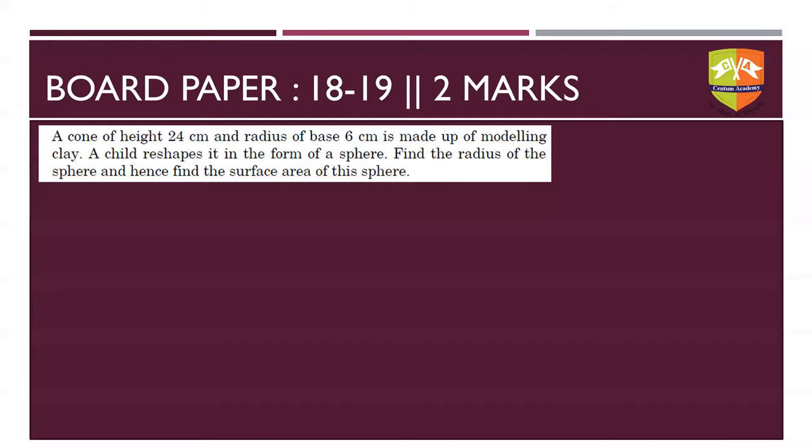Let me see if we have different types. A cone of height 24 and radius 6 is made up of modeling clay. A child reshapes it in the form of a sphere. Find the radius of the sphere and hence find the surface area of this sphere. Do it quickly, this is small, 2 marks. Reshaping means volume stays constant.